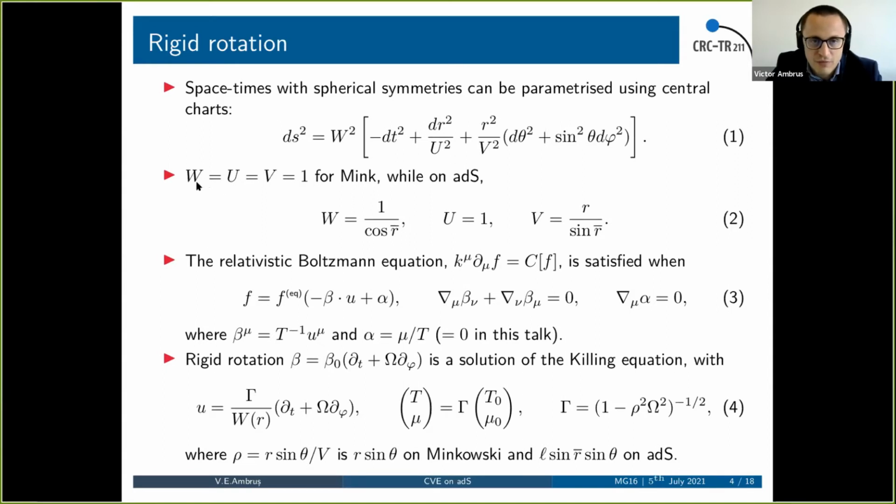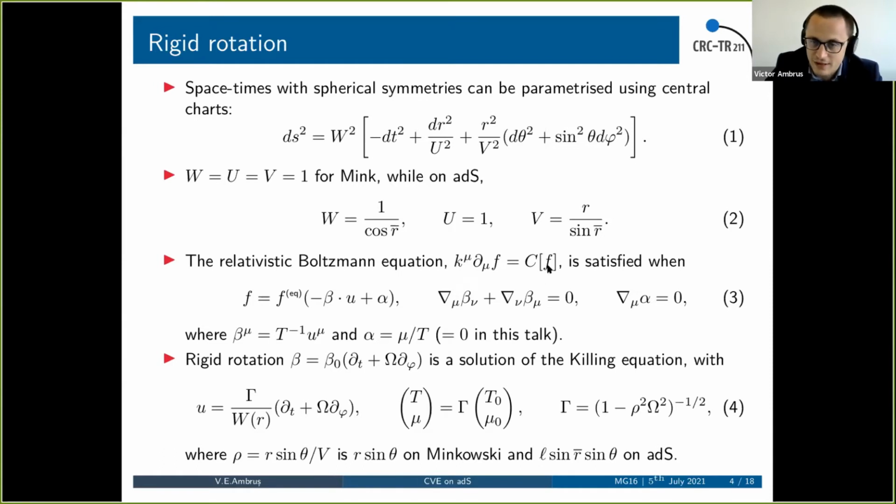On Minkowski space, all these functions are equal to 1. On anti-de Sitter, using the parameterization that I showed before, we have some non-vanishing values for W and v. From this metric, we can think about some macroscopic states that can live on this space-time. One way to describe macroscopic states is to use something like the Boltzmann equation of kinetic theory, which has an advection part and a collision part.